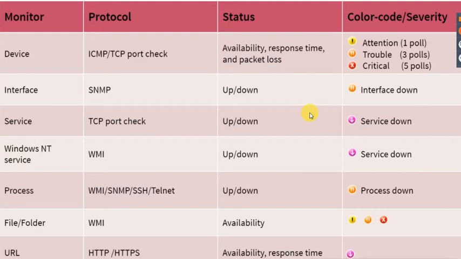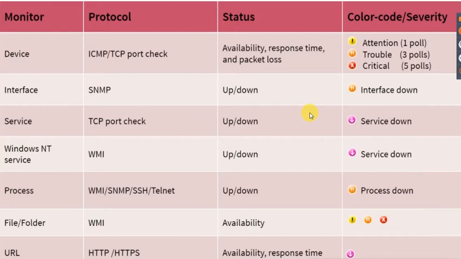All right, so first, I would like to talk about the ports and protocols required by Op Manager to monitor the availability of the devices, to monitor the performance metrics, and also the interface metrics as well. To talk about the availability of the devices, we use ICMP and TCP port check to monitor the availability of the devices. And when you add a device, we will monitor the availability, response time, and packet loss.